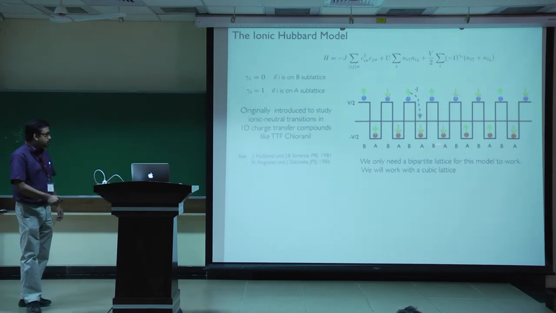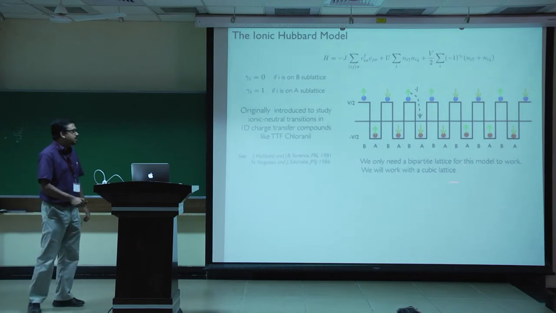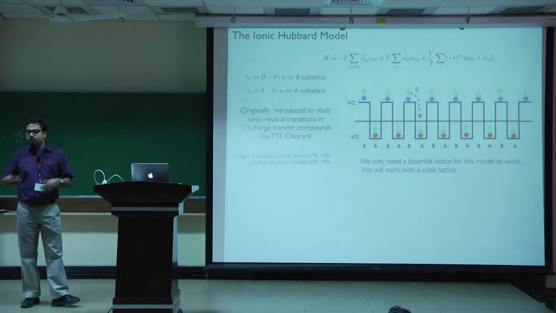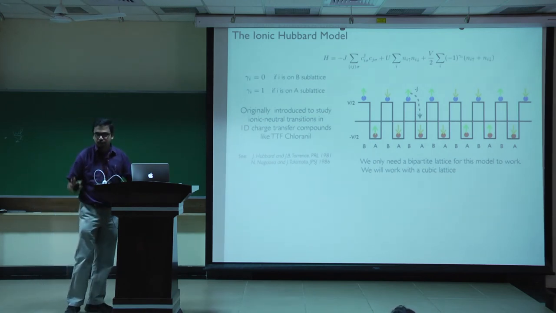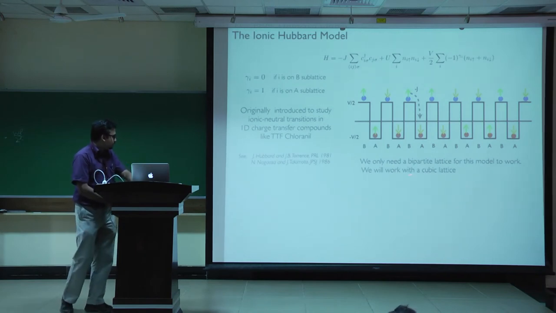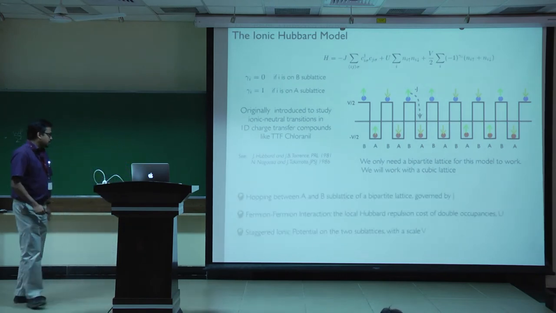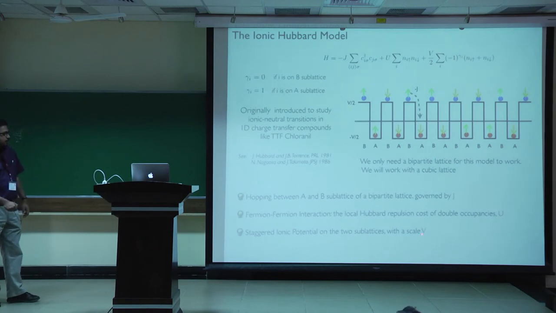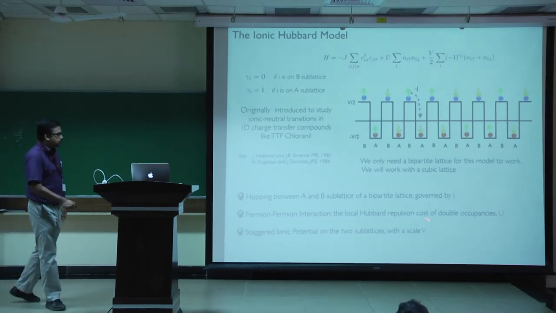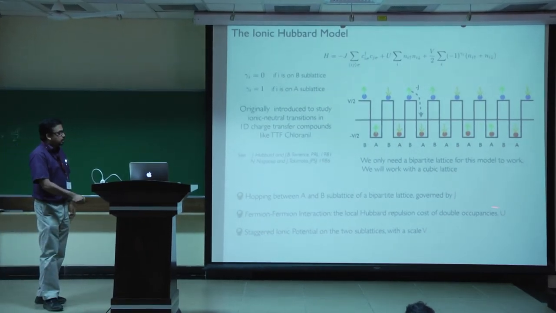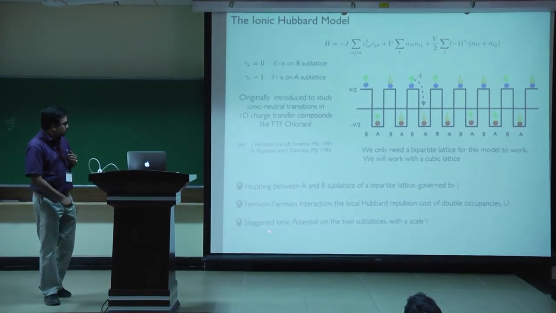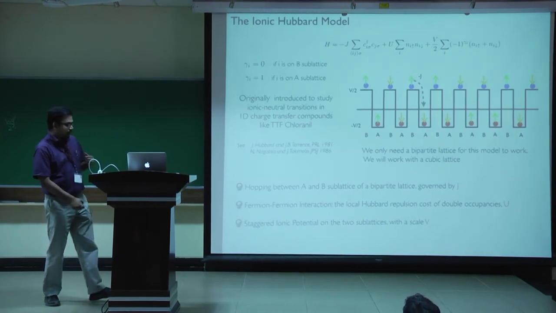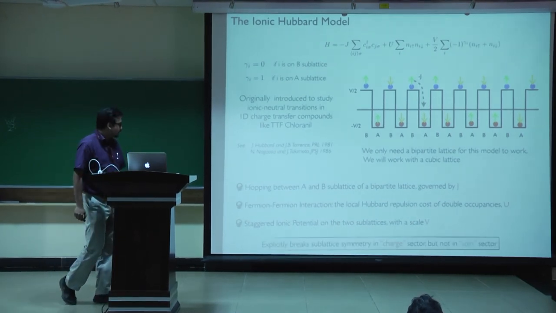So to define the model, we need a bipartite lattice. We will work with a cubic lattice. But as we will soon see, the method that we use is actually nice for infinite dimensions and so on. So take that cubic lattice with a pinch of salt. Okay, so we have three scales now in our problem. J and U we have already talked about. And we have a staggered ionic potential. So what we would like to see is, we know the phenomenology of the Hubbard model, we will stick to half filling. What does it do as you change the staggered ionic potential, V?